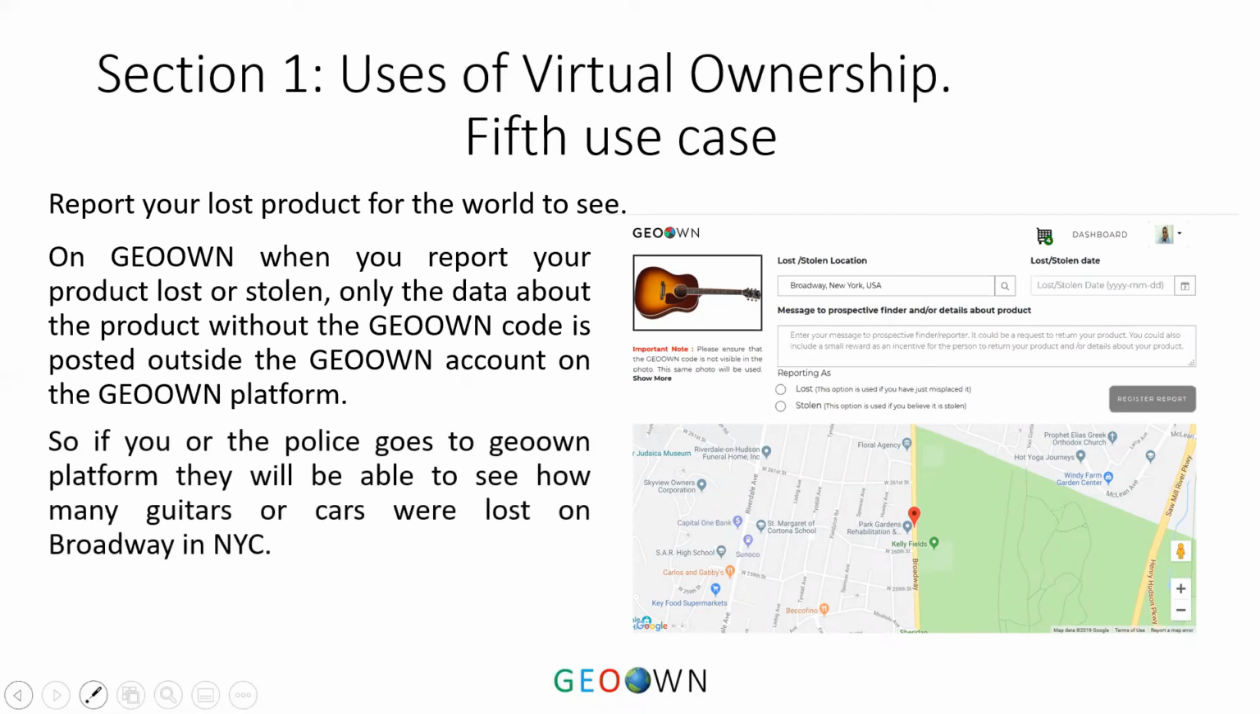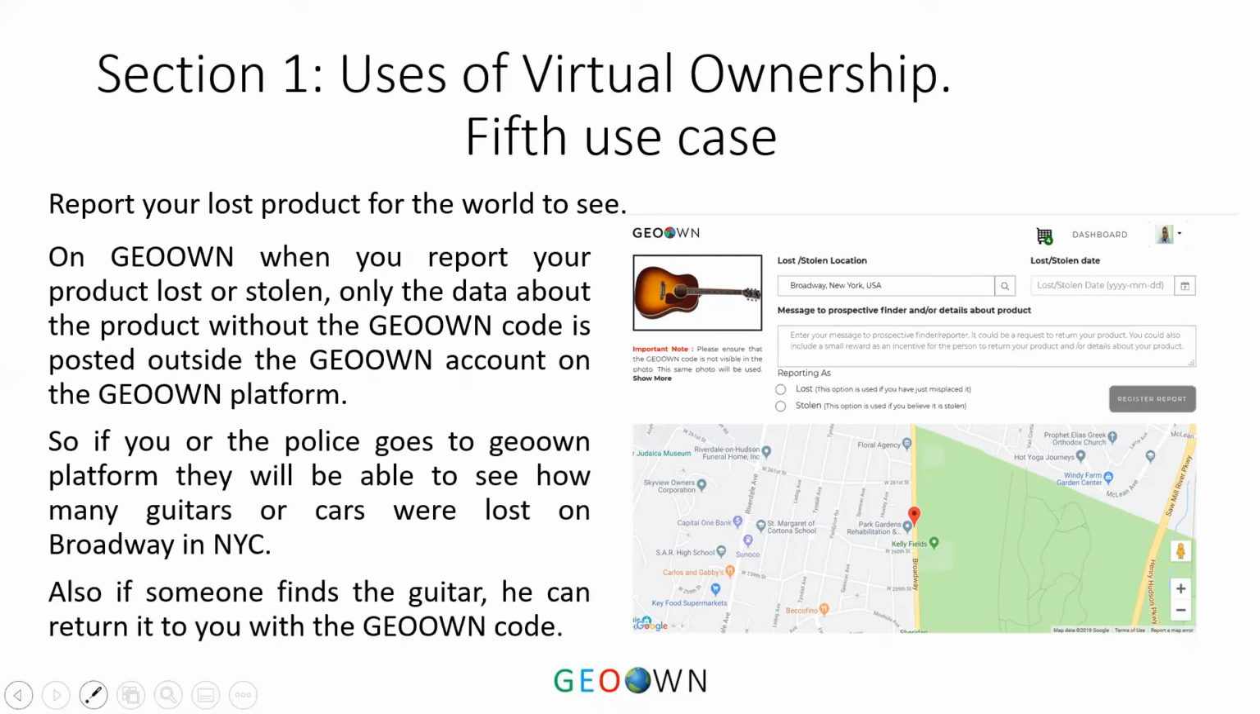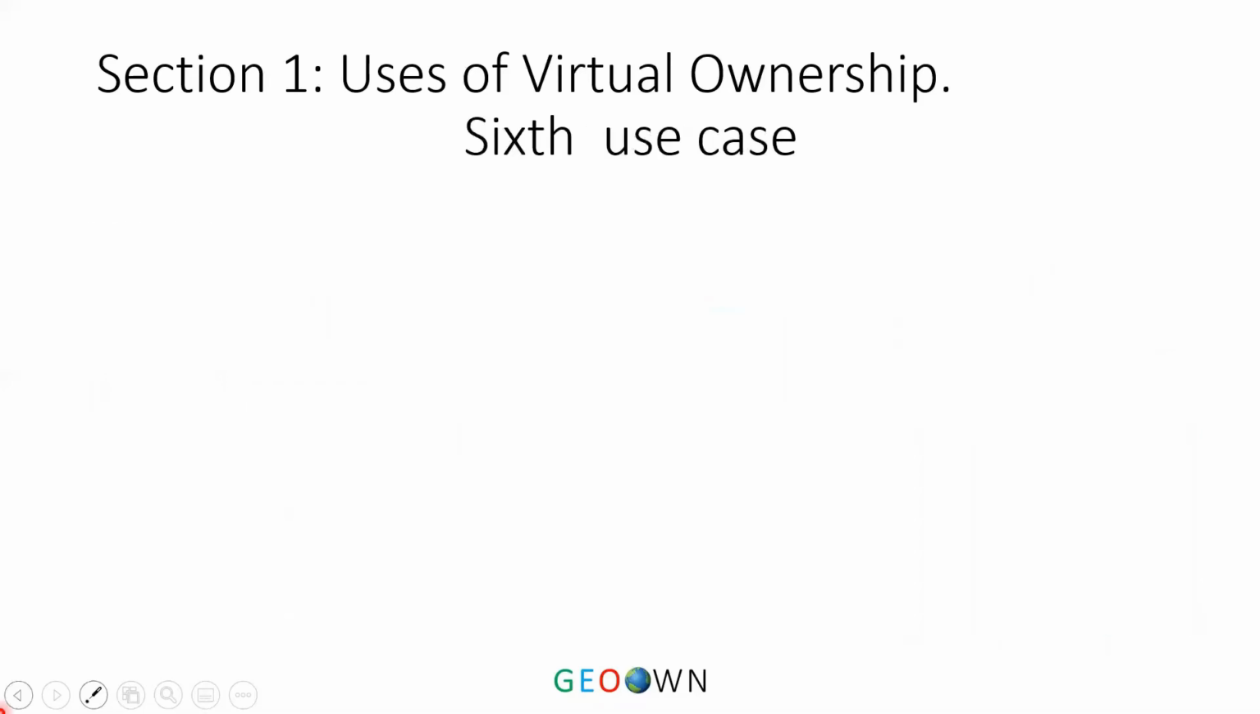So if someone else or the police go on the Geon platform, they'll be able to see how many guitars or cars were lost on Broadway. Also, if someone finds your guitar, he can return it to you with the Geon code. We now go to the next use case, prevent theft.